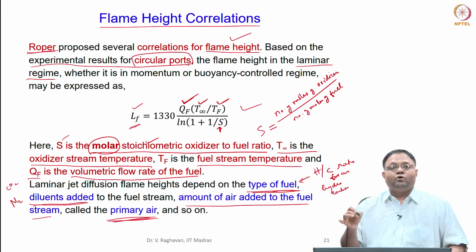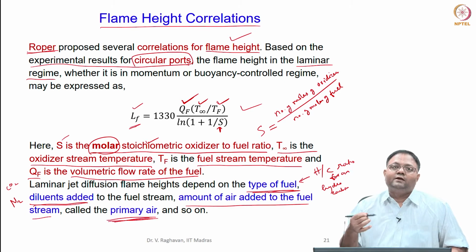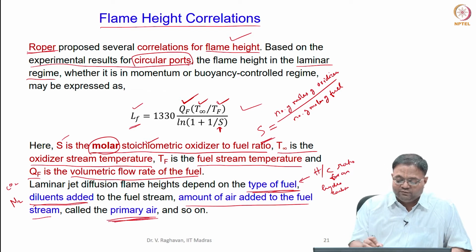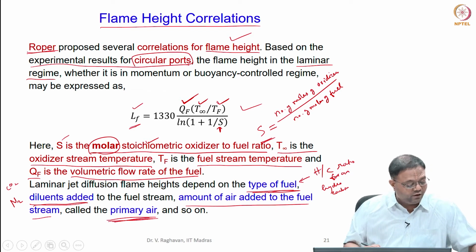So, something like that. These are all very important things which will affect the length of the flame. So, we will see about this. Once we change the fuel type, etc., S itself will change, and based upon that the flame length will be affected. Okay. So, we will see how to modify this correlation and use it for several purposes.